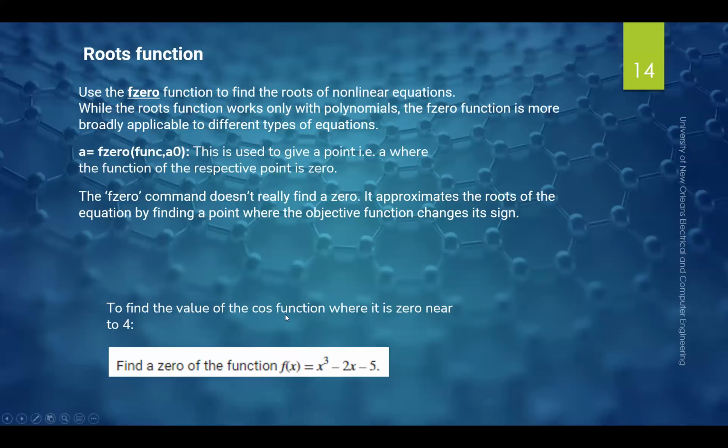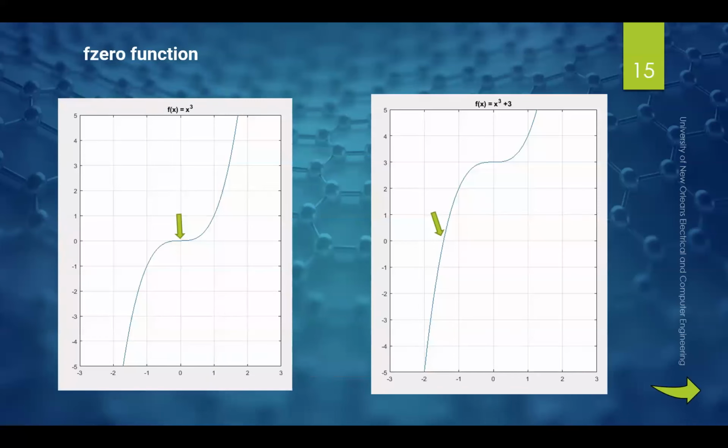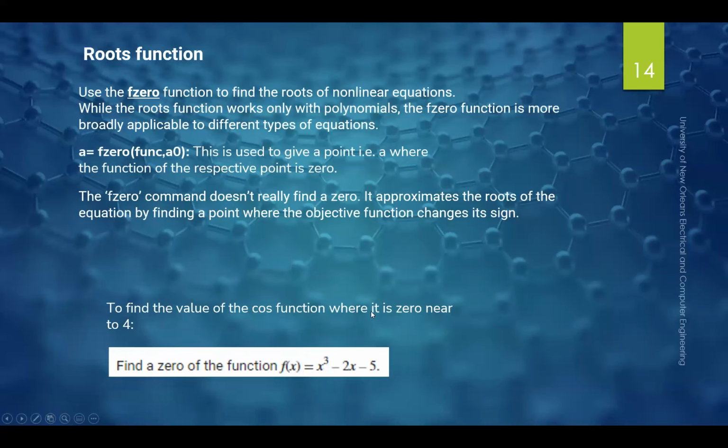For example, we want to find the value of the cosine function when it is 0 near 4. In this case, let's find a zero of the function x to the third minus 2x minus 5. Let's see. Oh wait, hold on a second. We'll do this in a little bit. Let me do one that'll be more obvious first, and then we'll deal with this one.